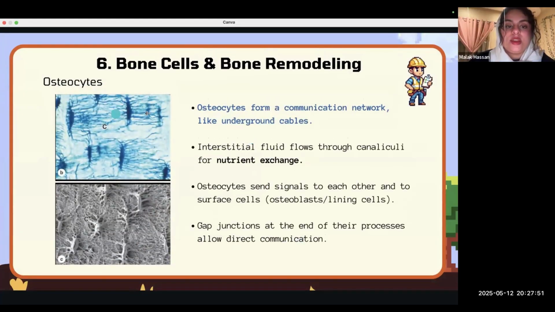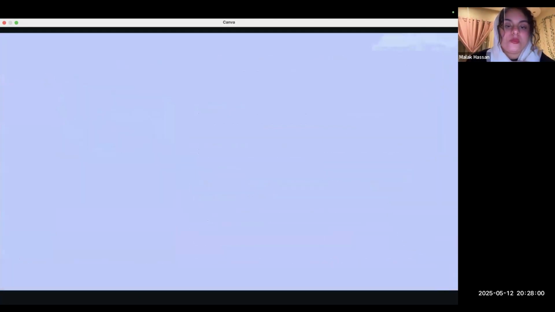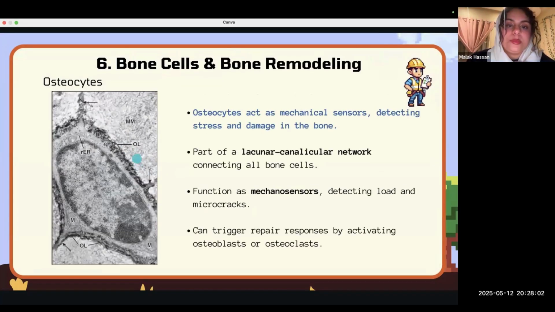Now here you have another image. They have the canaliculi, more canaliculi, and gap junctions that go through the canaliculi. More pictures of osteocytes. Like we said, they act as mechanical sensors and they detect load and micro cracks, and they trigger repair responses by activating osteoblasts or osteoclasts.